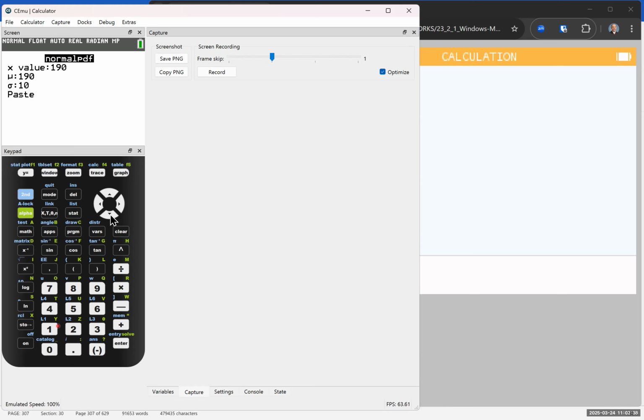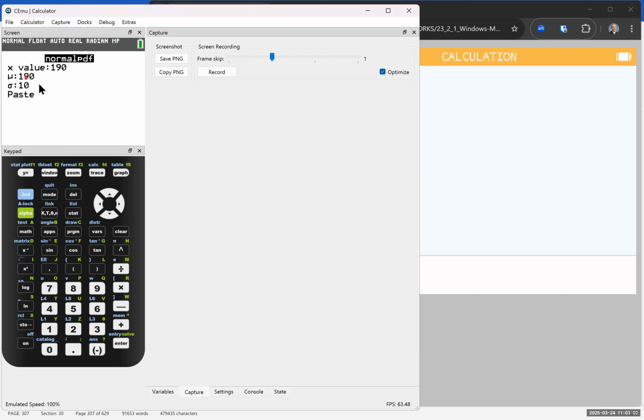Now, right now, it's just coincidence that our X value and our mean is 190. They're both 190. That is by choice. It won't always be that way. Okay. You might want to look at another value of X on the distribution. So this number will be different from the mean of 190. Okay. So we'll go ahead and hit paste.